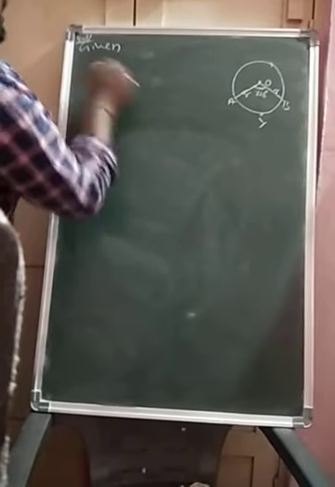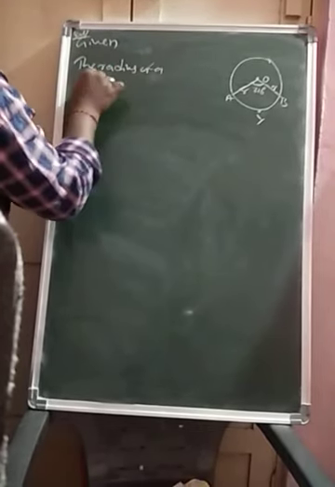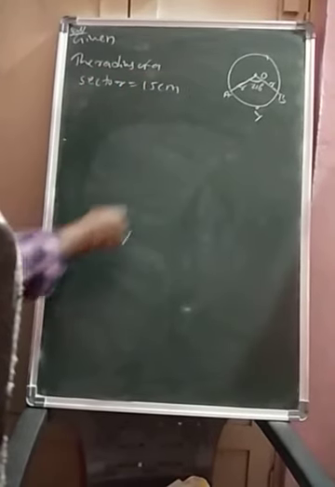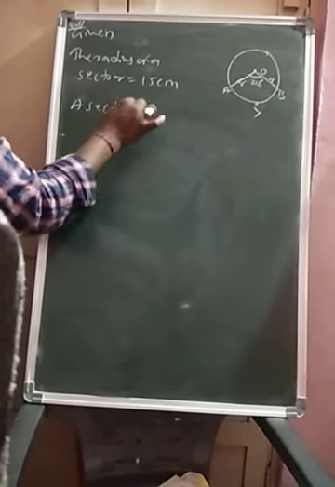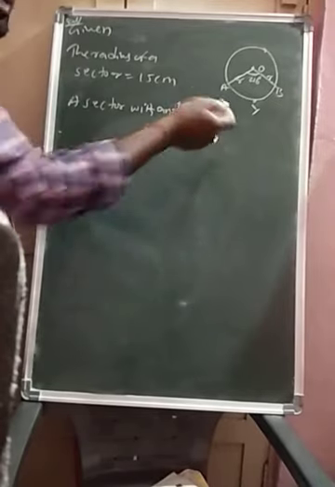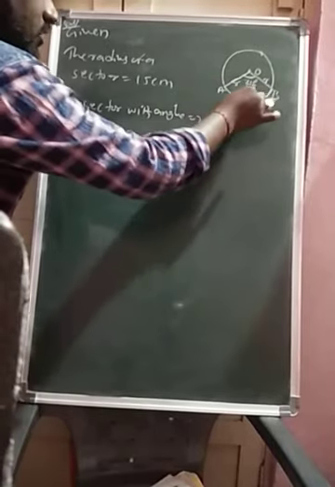So given the radius of the sector is equal to 15 centimeter, and the sector with angle equal to 216 degrees, which you can take as x degrees. So I want the length of the arc. Particularly this shape, this is the arc. I want the length of the arc.